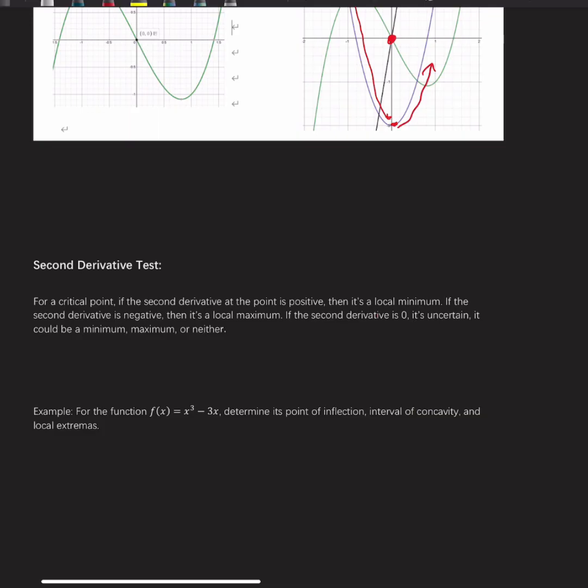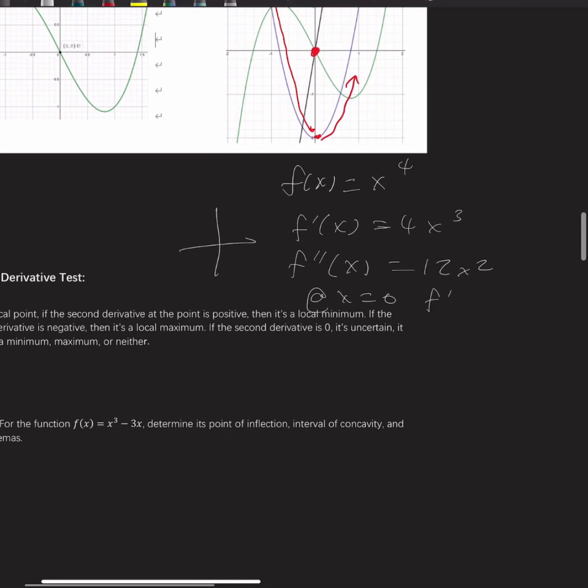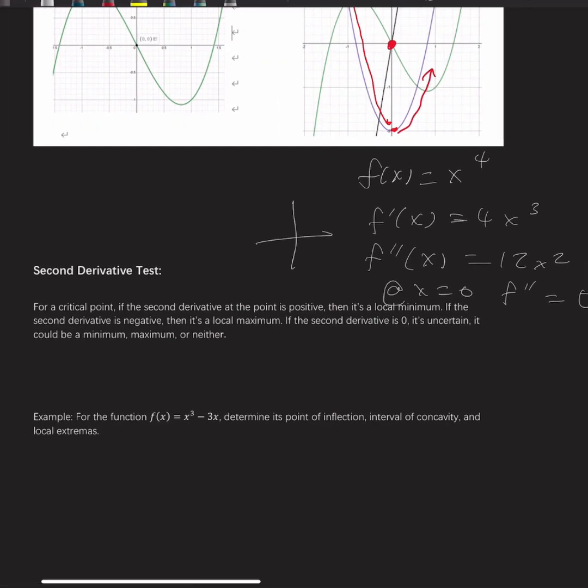It could be. Let's say for the function f of x is equal to x to the 4th, let's calculate the first derivative first. The first derivative is equal to 4x cubed. So the second derivative is equal to 12x squared. At x equal to 0, the second derivative is equal to 0. However, the x to the 4th graph actually looks something like this, where it has a relative minimum.